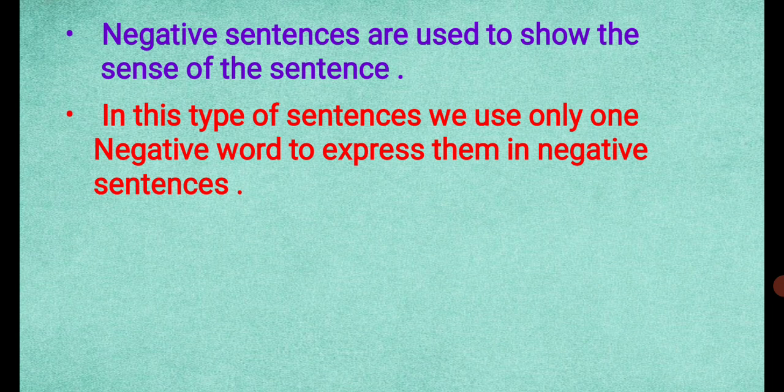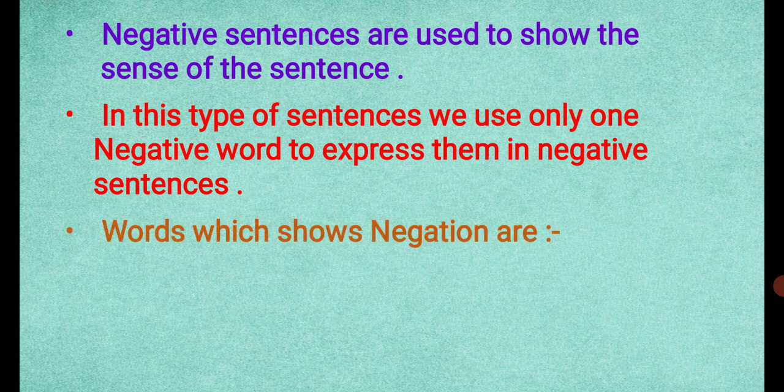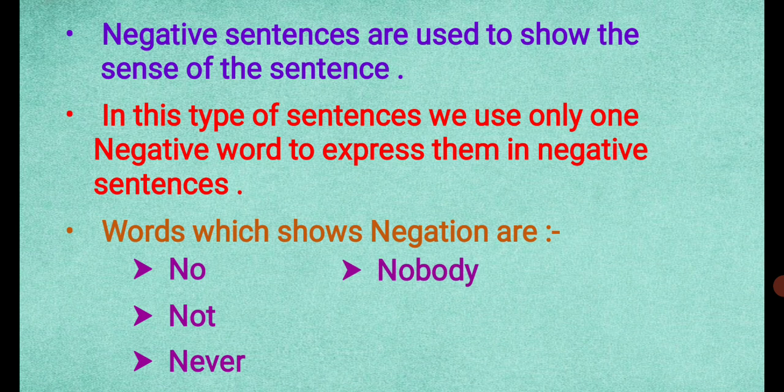Now you have a question, what are the negation words? So let's see. No, not, never, nobody, nothing, neither are called the negation words. It means they show the negative sense. By using this kind of word, we make a sentence in a negative form. So I hope you have understood this definition and some more information about negative sentences.